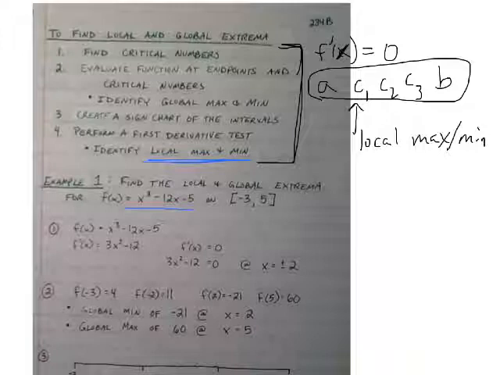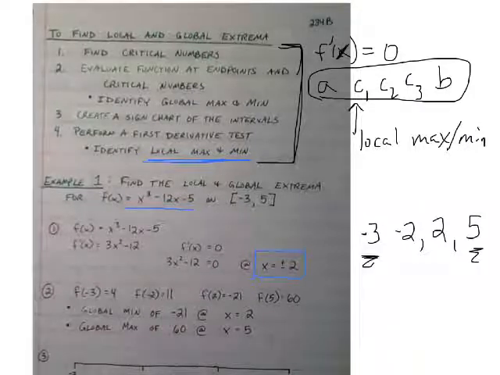And so in step 1 it says find the critical numbers. So what I did is I took the derivative, and the derivative of that polynomial is 3x squared minus 12. And I said, when is that derivative equal to 0? And I found that it is equal to 0 at plus and minus 2. So we have the values -3, -2, 2, and 5. So our endpoints and then the two critical numbers.